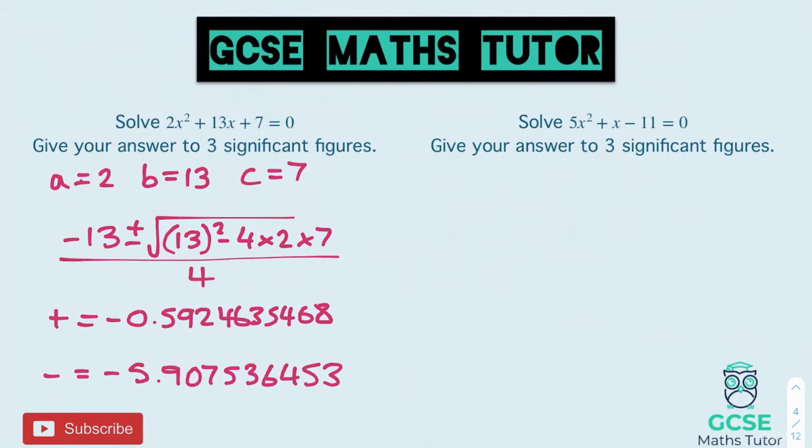So for the first one, we'll chop that after the 2. So that becomes negative 0.592. And for the last one there, chop it after the 0. The 7 is going to round that up. So minus 5.91. And there we go, we have our 2 answers. There we go. So there's our first one.